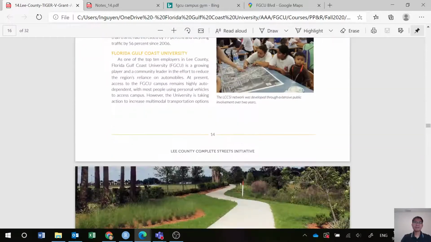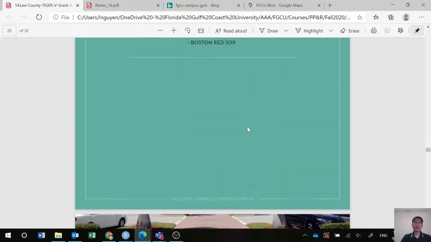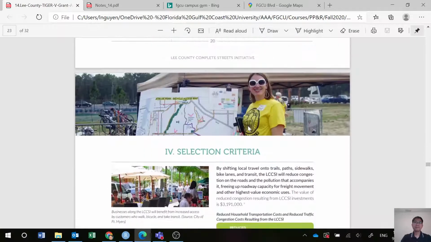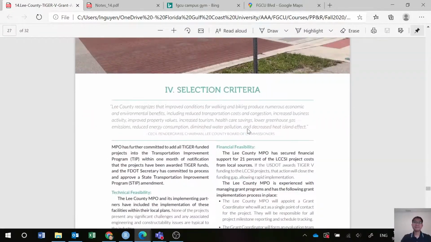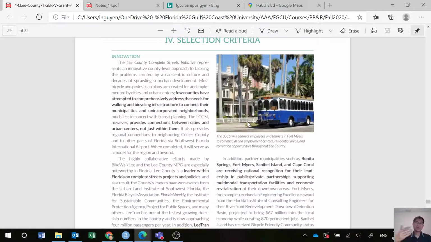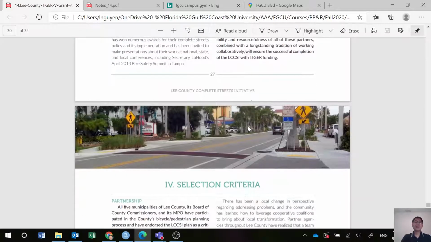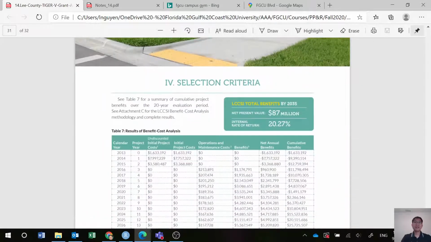bottom here so that they can show you how they address the benefit cost analysis. And if you're interested, I suggest you go to Canvas in this lesson to read through this report on how they get the money from the federal grant and how they evaluate it.